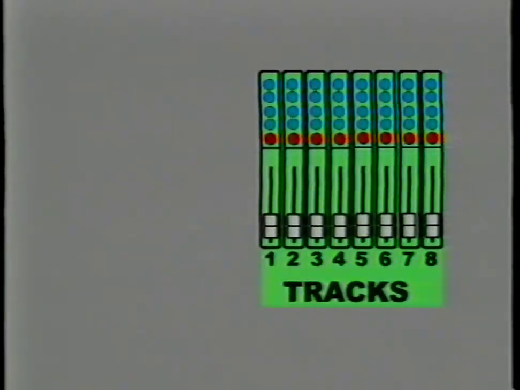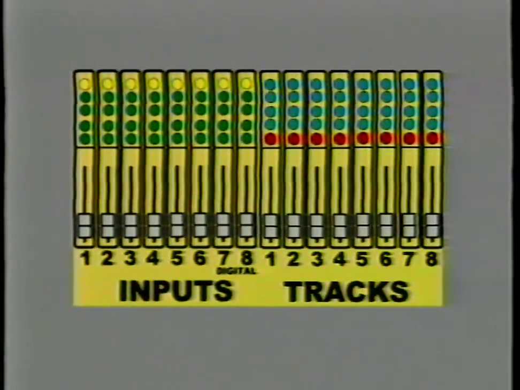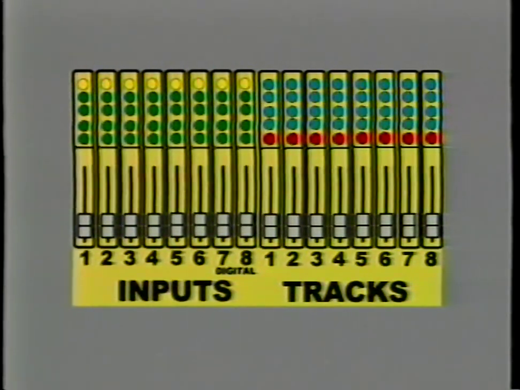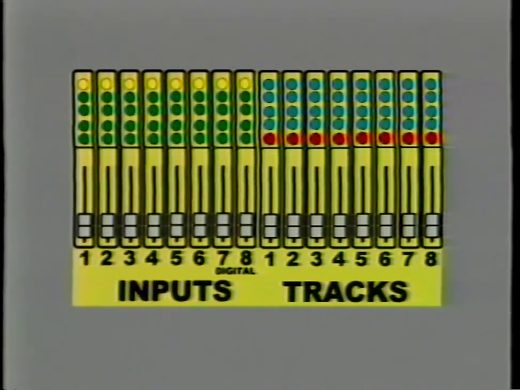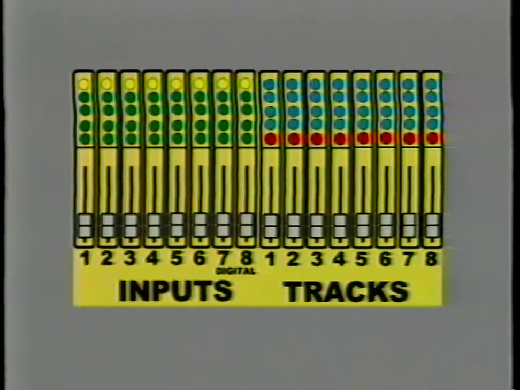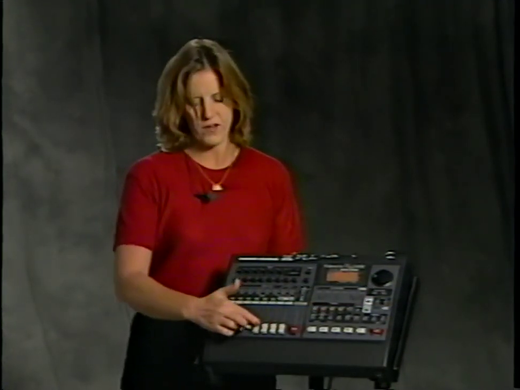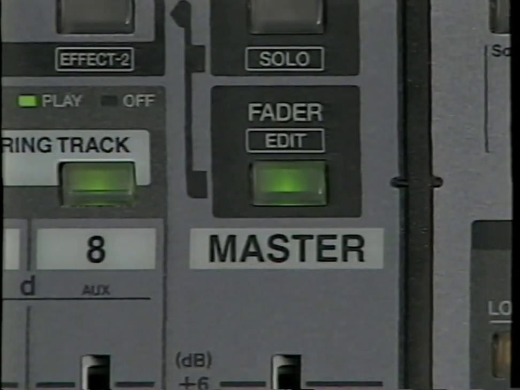Tracks that you've recorded play back through the 8-channel track mixer. During a mixdown session, you can combine the 8-channel input mixer with the 8-channel track mixer for a total of 16 channels of fully automated digital mixing. This is useful when you want to bring additional sources into your song, such as the output of MIDI sound modules. So how do you control 16 channels using only 8 faders? The answer is the Fader Edit button.